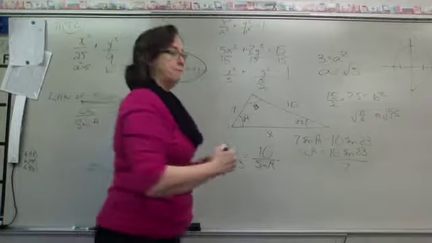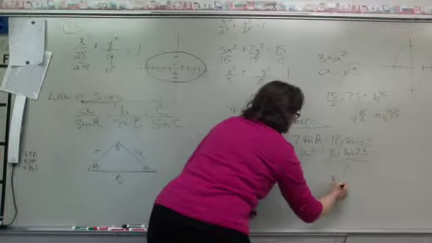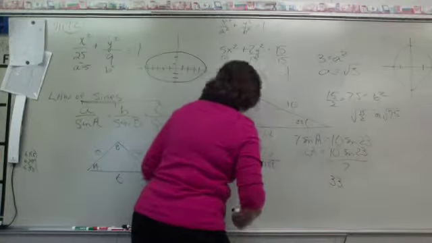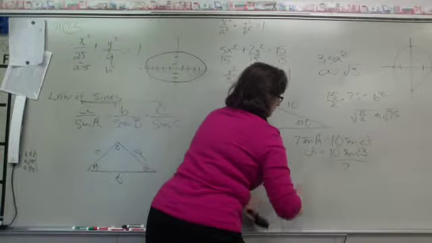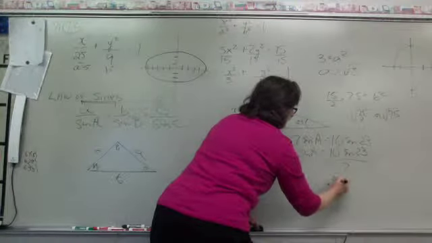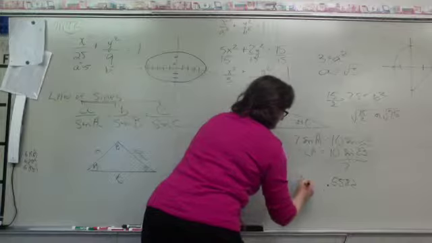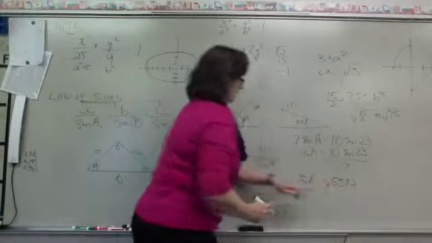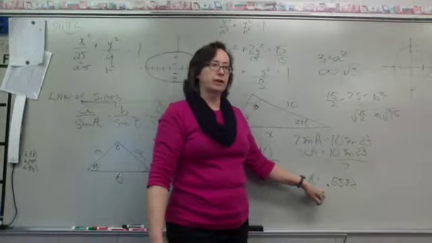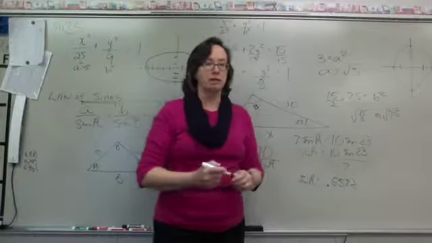33.9? Say what? 33.9. No, it's 0.5582. Oh, yeah. Sine of A is 0.5582. I thought you were talking about the angle. Does everybody concur? 0.5582? Okay.